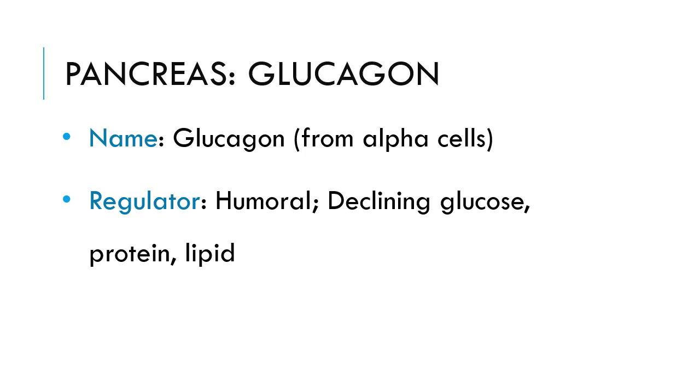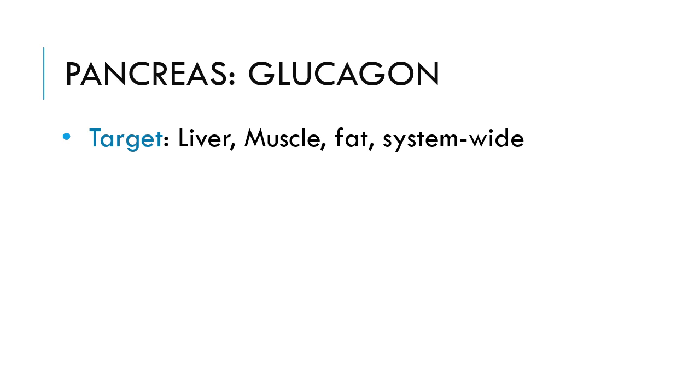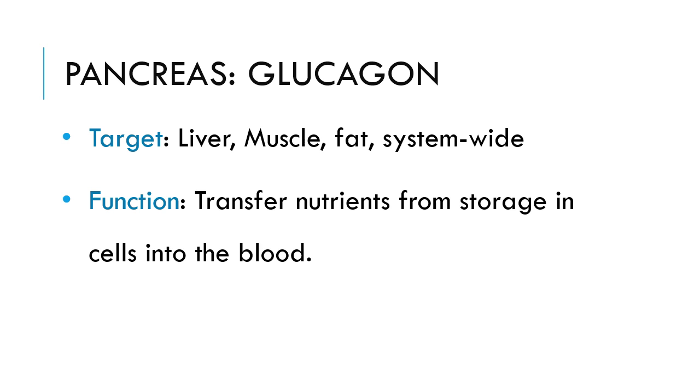When those blood levels fall below set point, the pancreas is going to secrete glucagon. What do you think it's going to target? Liver, muscle, fat, to do what? Release those nutrients into the blood to bring your blood levels back up to set point.